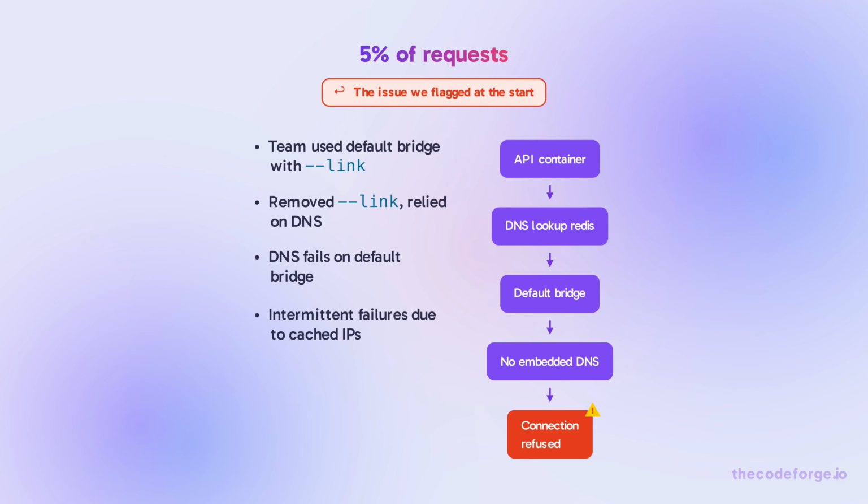This is the same issue we highlighted at the start. Here's exactly why that happened. The team was using the default bridge network with the deprecated link flag. When they removed link, they relied on DNS, but the default bridge has no embedded DNS. The intermittent nature came from the application sometimes using cached IPs and sometimes doing fresh lookups that failed.